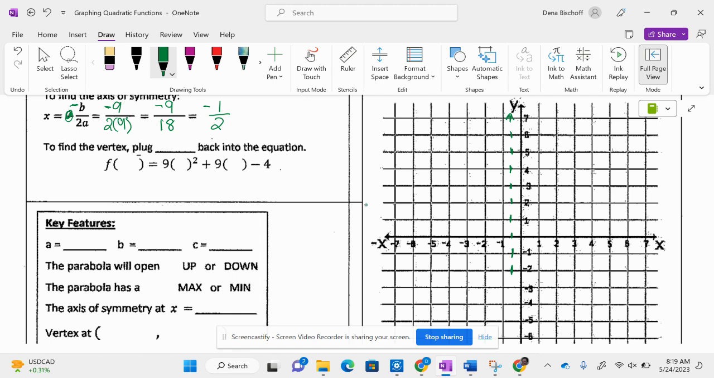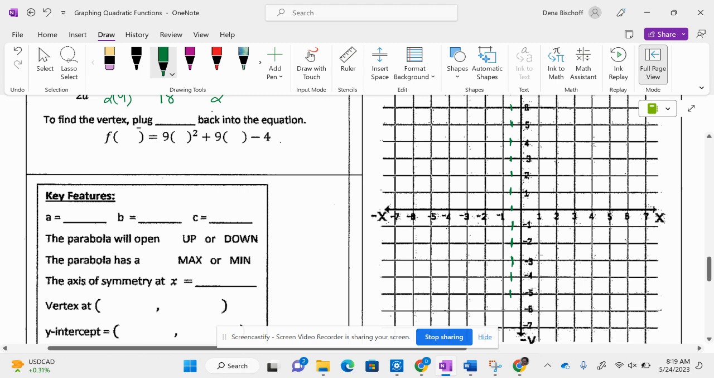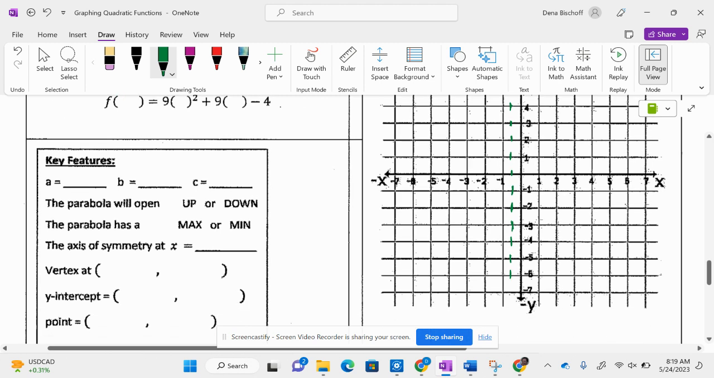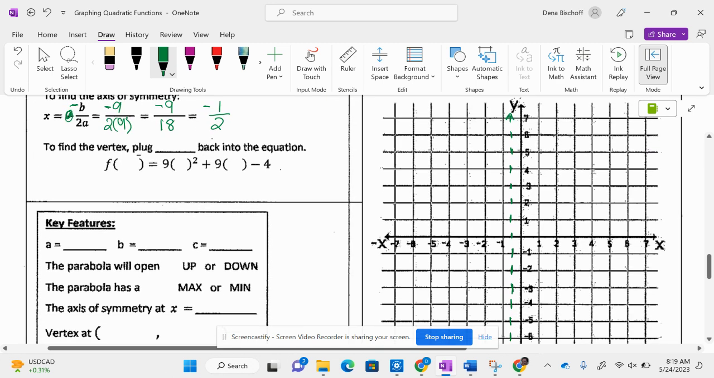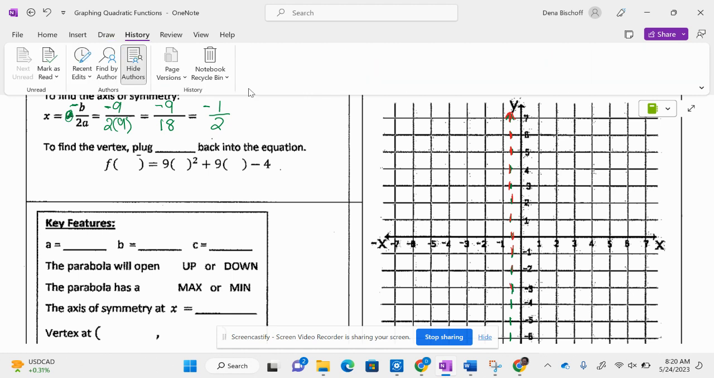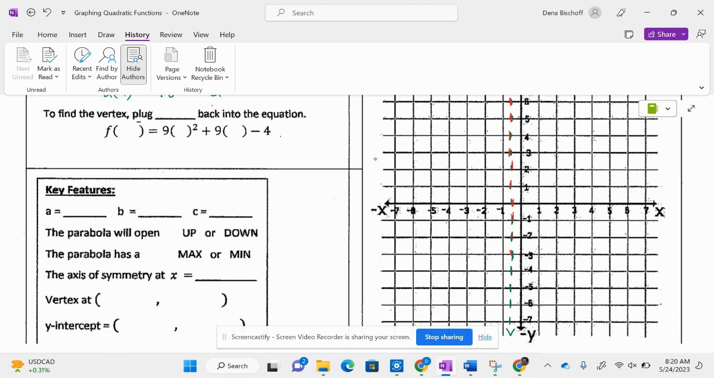Are you guys seeing me draw this on here? The vertical line at x equals negative 1/2. It's not x equals negative 1, it's 1/2, so it's smaller than negative 1. So plot that point first. This is your axis of symmetry. Maybe I should make it in red so you guys can see it a little bit better. Okay. Are we good with that?